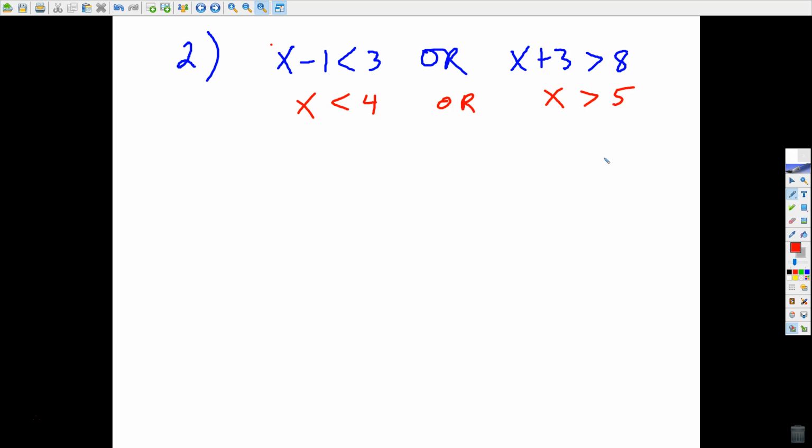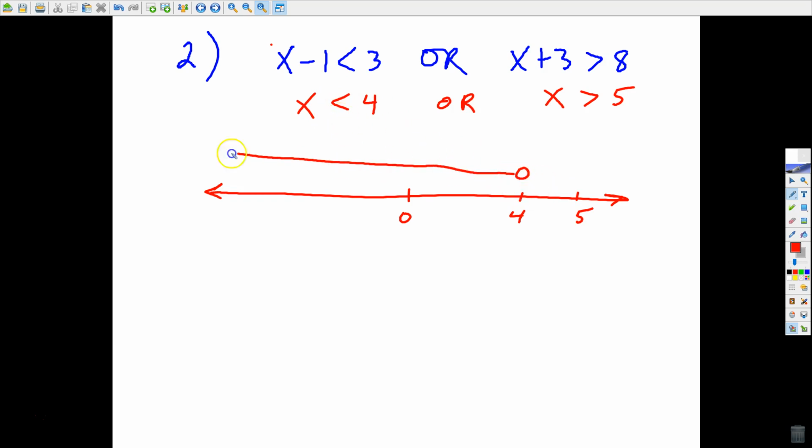But since it's or, it doesn't have to be both. I can use either one. Either one of these sets of numbers will work. And so here's my graph. It's going to be 2 lines showing all the numbers less than 4, but not including 4. I'm going to use an open circle, shade to the left. Those are okay to use.